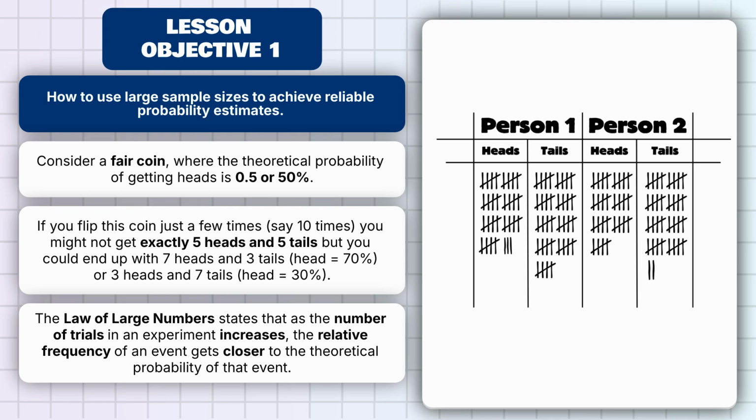Now, why is this important? Relative frequencies from small sample sizes can be very misleading. For example, if you based your belief on a coin's fairness on just 10 flips, you could be very wrong. However, with 100, 1,000, or even more flips, your estimate becomes much more reliable.